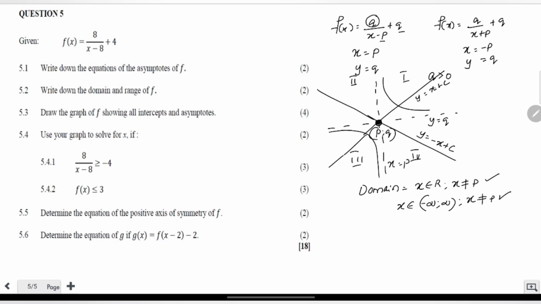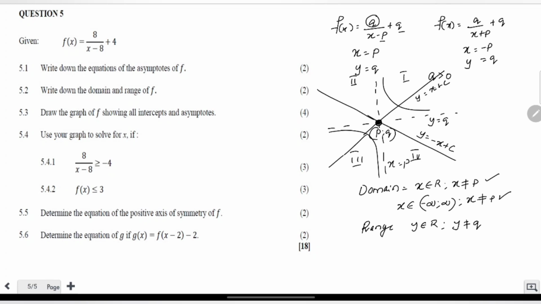Okay, then range. Range is all the y values. All the y values, all the real numbers except y is not equal to what? Except it is q.